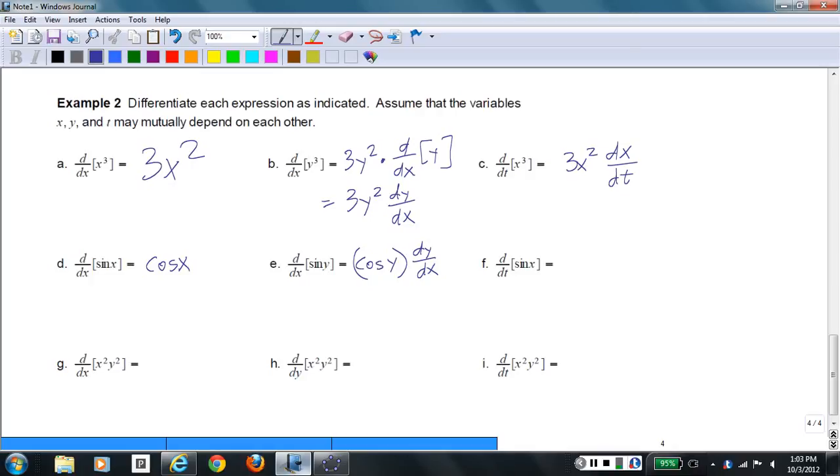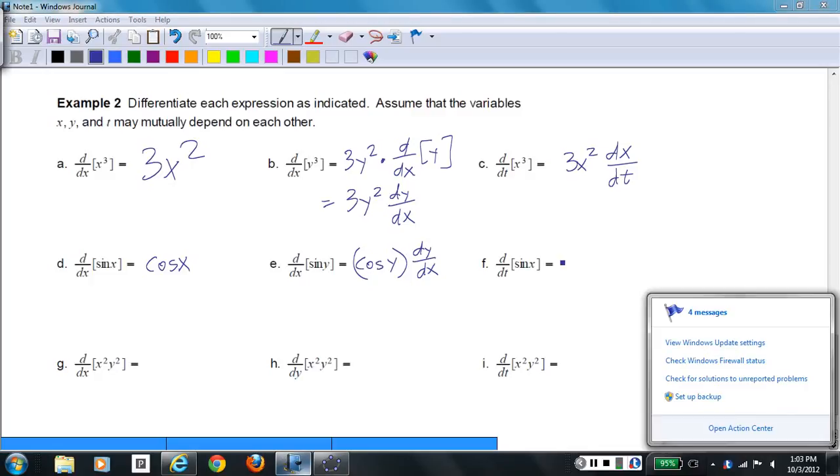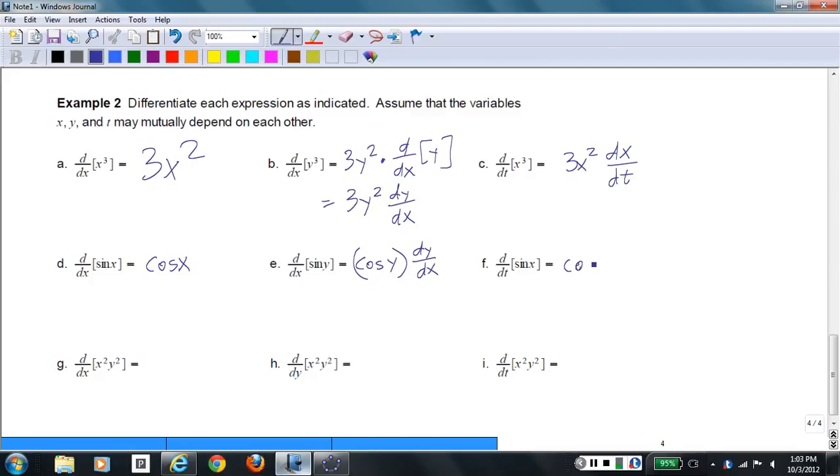And the t and the x do not match in d dt of sine x. So the derivative of the sine of something is the cosine of that something, cosine of x, times the derivative of that something with respect to t. Does it look like I've treated B and E in a similar manner and C and F in a similar manner?